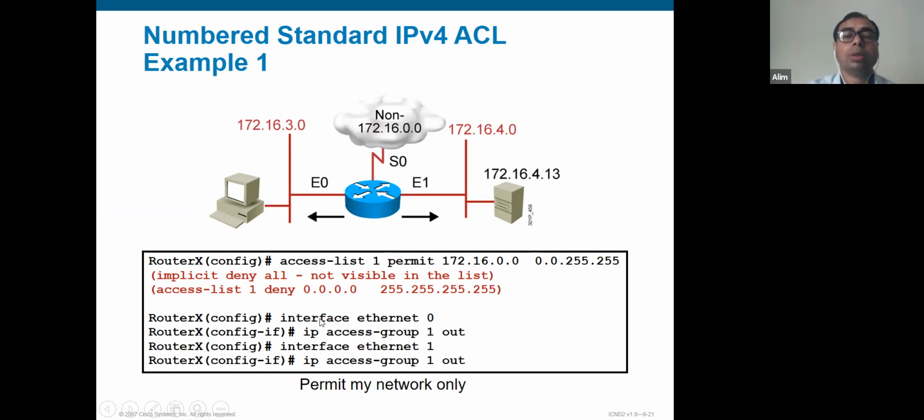So where are we going to apply it? Ethernet 0. What are we doing here? Here we have a computer in the 172.16.3.0 network. In this network, we have a computer. What we are trying to do is allow the 172.16.0.0 network to this.